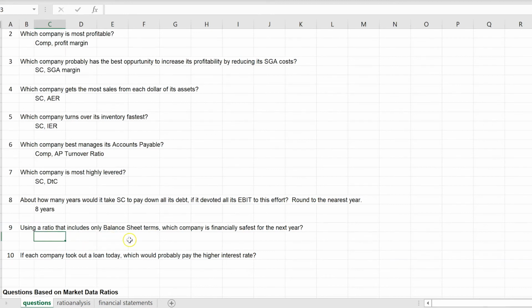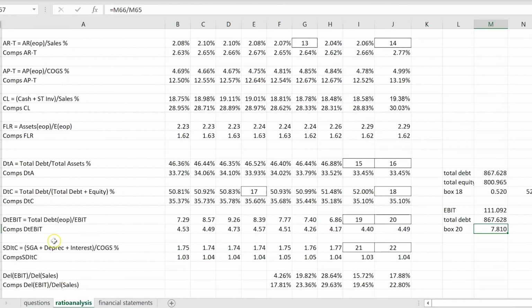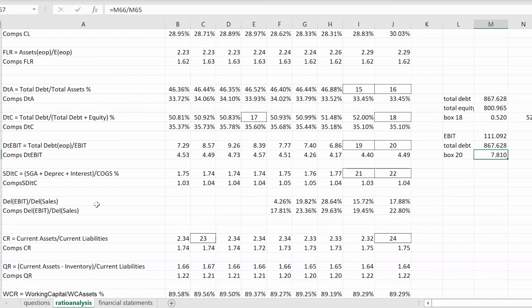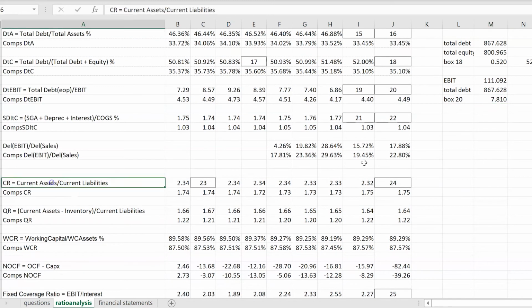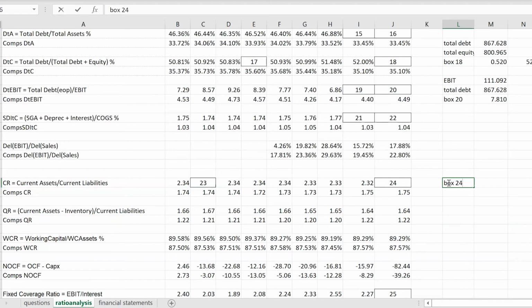Okay, question number 9. Using a ratio that includes only balance sheet items, which company is financially safest for the next year? So in this question, we're going to look at the current ratio because that only uses balance sheet items which can be liquidated in the next year. So go to the ratio analysis and we'll go find where the current ratio is. Right down here, current assets versus current liabilities. And we'll go ahead and solve for box 24.